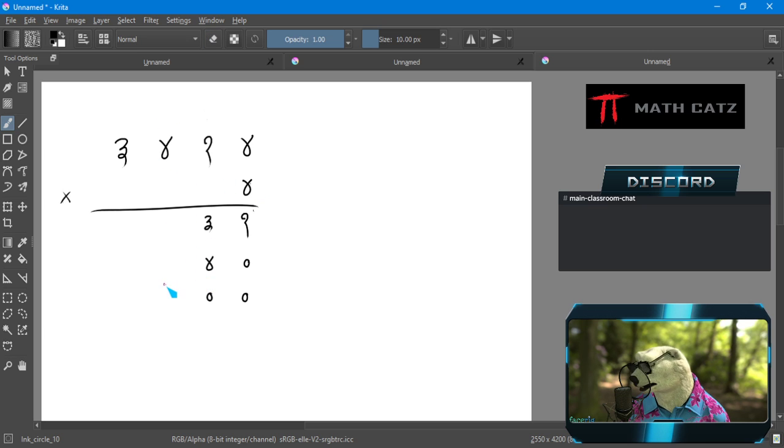4 times 4 again, 16. That will be 3 groups of 5 with 1 left over. Now I'm going to go to the fourth column, pad it up. 4 times 3, finally something a little different. That is 12. 12 will be 2 groups of 5 and 2 left over. Then let me shift this up.